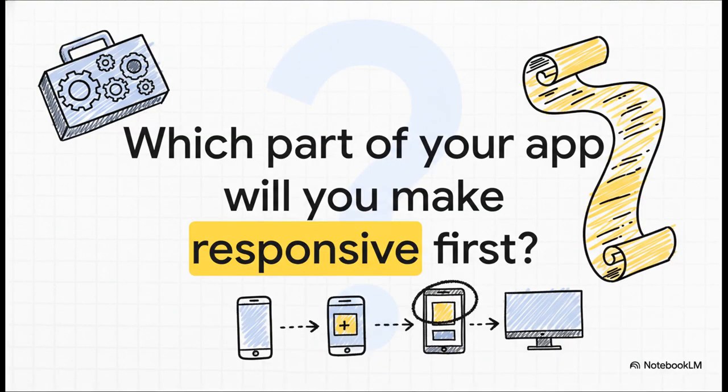So I'll leave you with this final thought. You've got the philosophy now, and you've got the toolkit. The only thing left is to actually apply it. So take a look at your current project. What's that one screen, that one component that always gives you trouble? Which part of your app will you make responsive first?